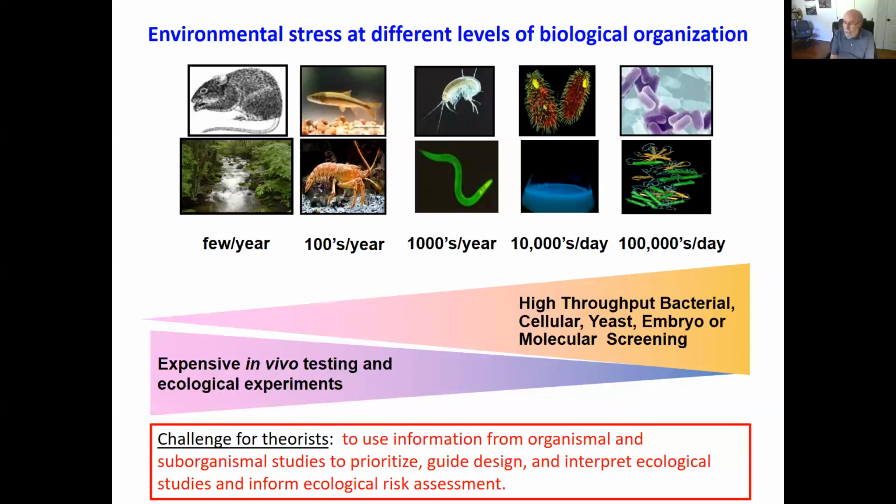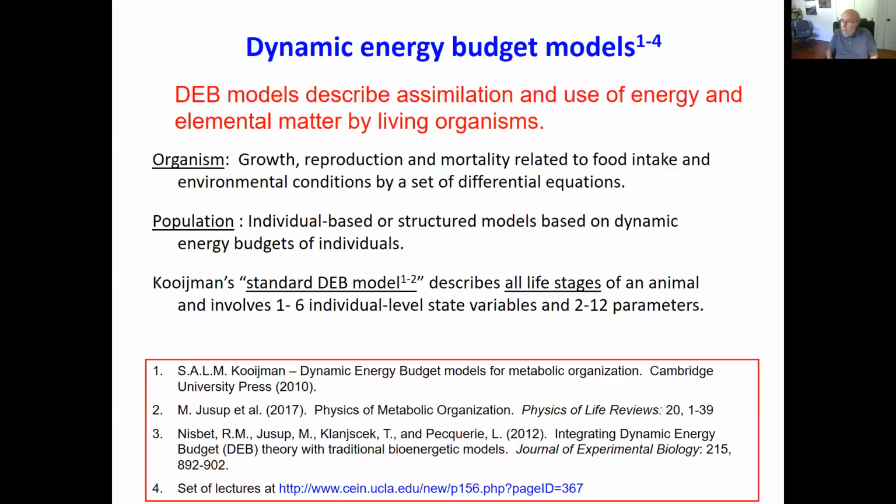And for me, a challenge for theorists is to use this information from organismal and suborganismal studies to prioritize, guide design, and interpret ecological studies, and specifically to inform ecological risk assessment, which implies prediction. And the tool that I'm going to describe is known as dynamic energy budget modeling.